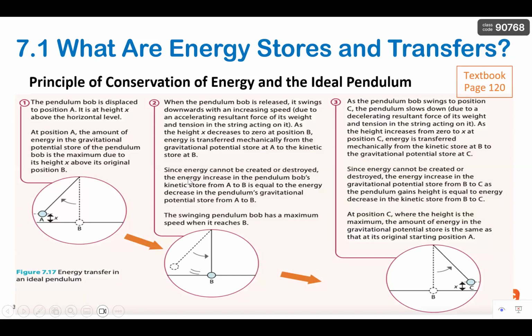Okay, so let's take a look at an example of an ideal pendulum. Initially the pendulum is lifted to a position A, so it's slightly above the ground. There is gravitational potential store. As the pendulum swings, energy from the gravitational potential store will be transferred to the kinetic store at its lowest point, where it doesn't have a height above the ground. So everything will be converted to kinetic store, and then it will continue to swing up again. In an ideal pendulum case, there is no energy lost to the surroundings, so the kinetic store will again be transferred to the gravitational potential store at C.